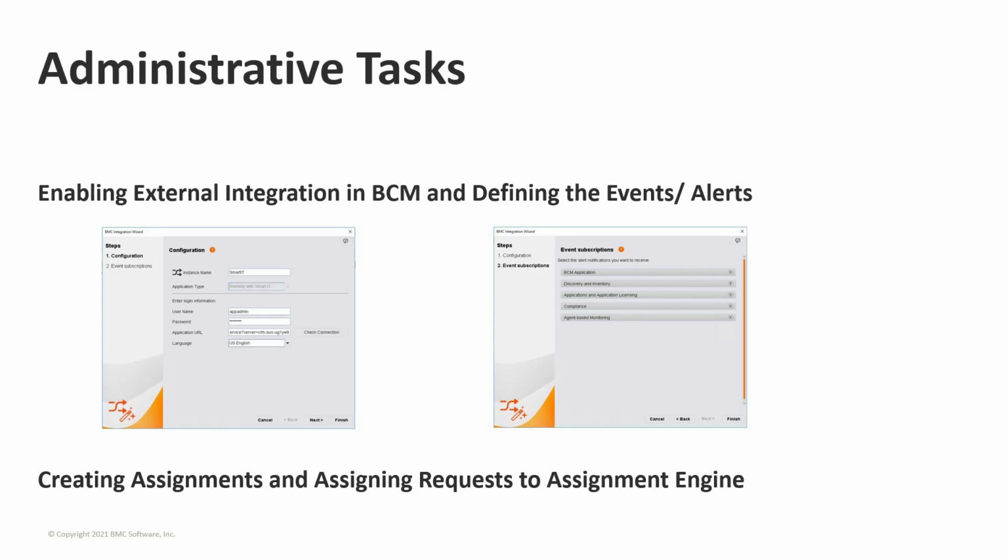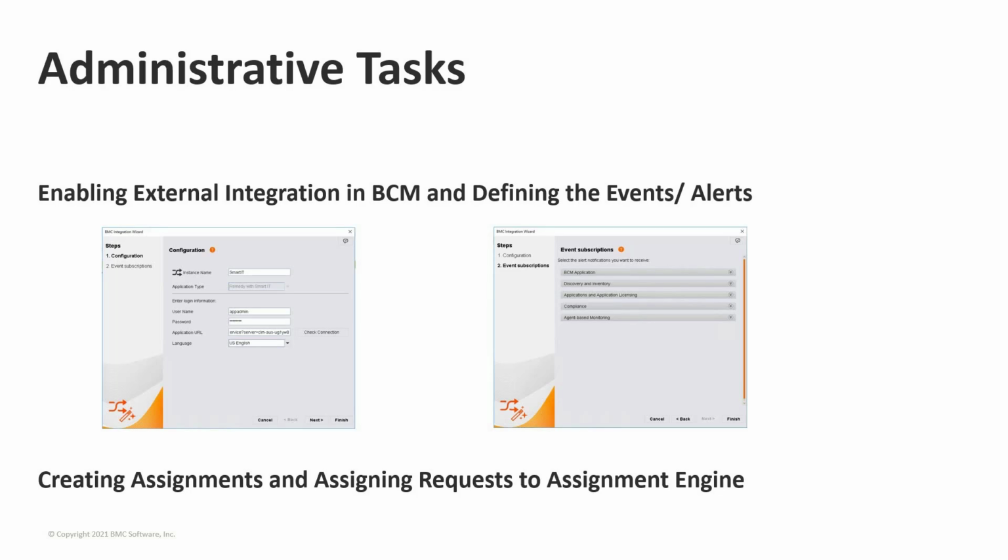There are many different administrative tasks which are usually involved whenever two products are to be integrated with each other. But in BMC, that's not the case. The integration is pretty straightforward and easy to set up. Enabling external integration in BMC Client Management can be done from the console. The integration needs to be enabled from the Client Management application. The application type is already predefined.